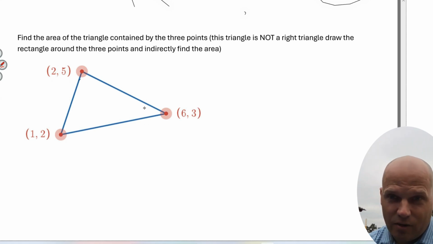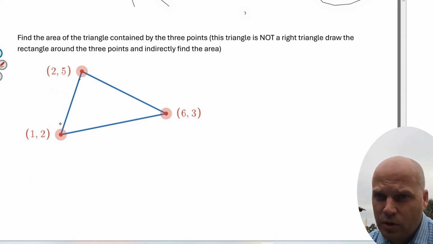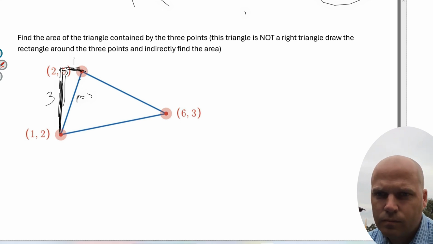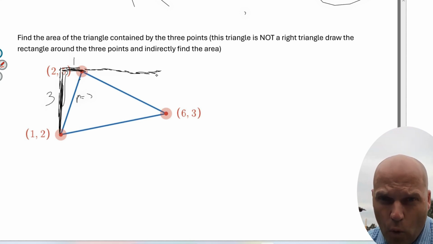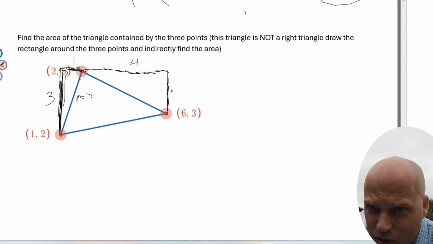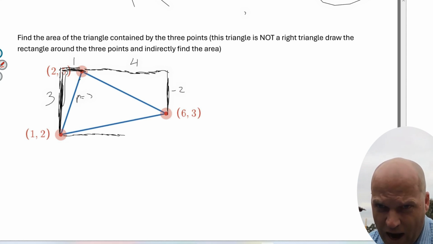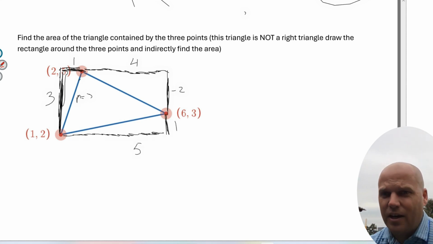Now, this is not a right triangle. The slope of this is, and it's good to find the slopes, up 3 over 1, so the slope of this is 3. You can see you go up 3 over 1. This is going to be important to what we're about to do. The slope of this going over 4, down 2, so that's going to be negative 2. And then this is over 5, up 1. So they're not right triangles.